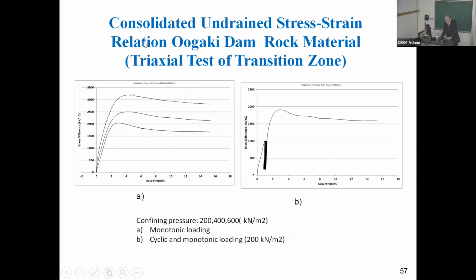This figure shows the consolidated undrained stress-strain relation for the transition zone. This one is a simple rule, and the elastic, right? Under cyclic loading, for peak load, the strength is reduced.